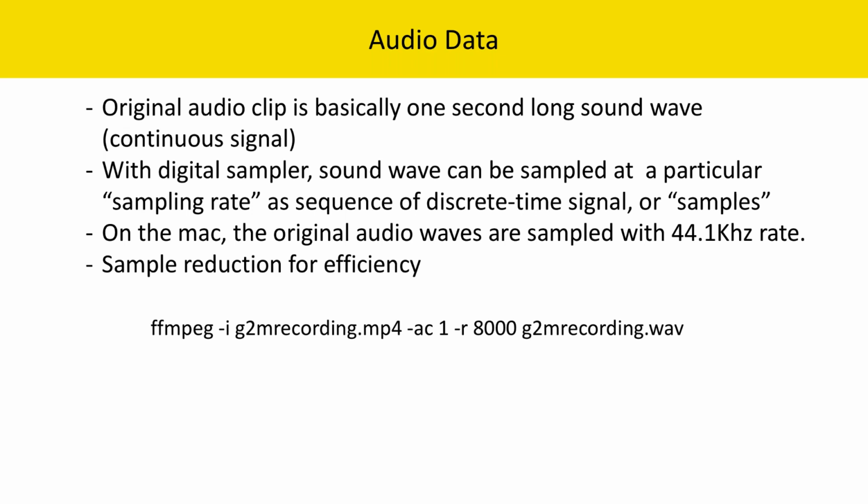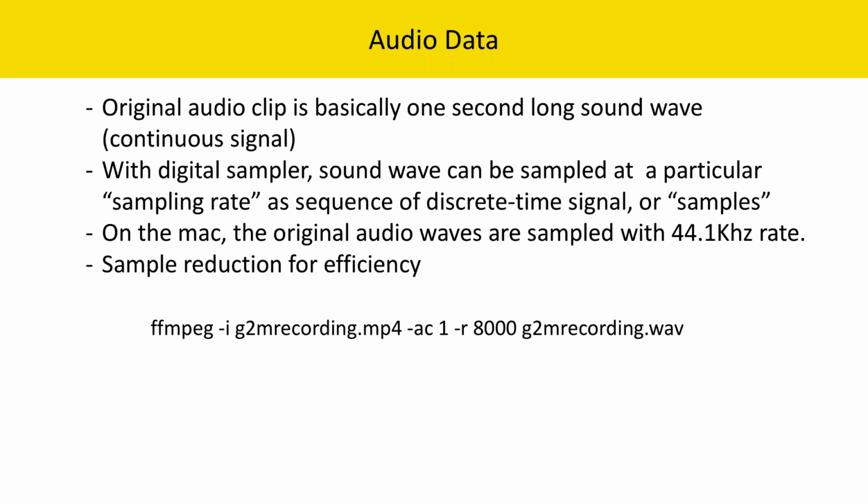So just a bit of background for folks. Some of the folks in the audience probably are really audio experts, so this may be too much for you. But for folks who are not too familiar, just a quick intro on the data. The sample audio clip is basically a 1 second long sound wave, right? It's a continuous analog signal. And the way it is represented digitally is that with a digital sampler, the sound wave will be sampled at a particular sample rate. And the result is a sequence of discrete time signals, or we use the term sample data to describe it.